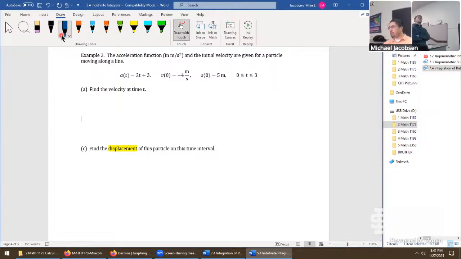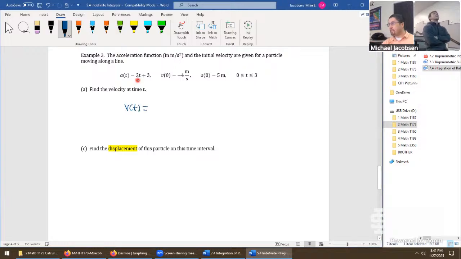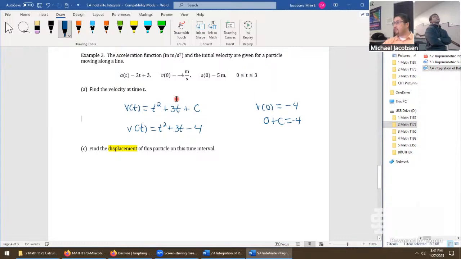Because on this one, all we're really doing is finding antiderivatives as we go. So on this one, I'd start with velocity: v of t would be t squared plus 3t plus a constant. The derivative of all that would get us back to acceleration. Then we use that initial condition: v of 0 is -4. Plug 0 in for your t variables, so 0 plus c equals -4. That gives us velocity at time t: t squared plus 3t minus 4.